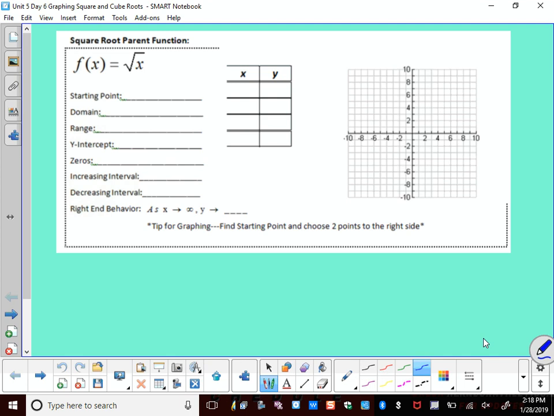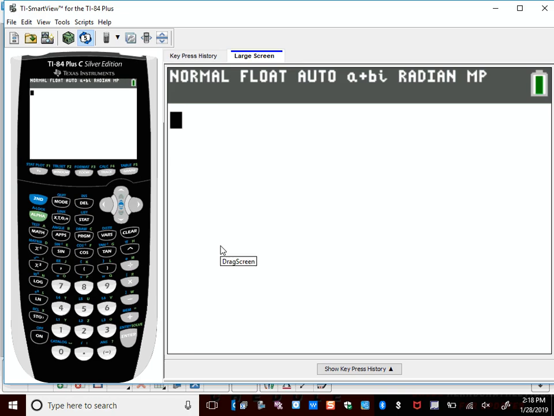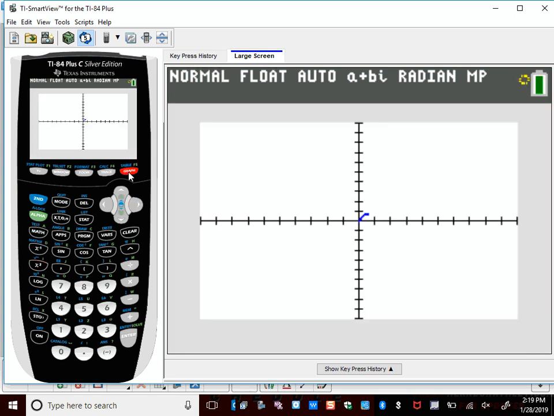All right, so day 6 is square root and cube root functions. Make sure you have your calculator. Go ahead and type in this function, the square root of x. So I'm going to go to my calculator, then I hit y equals, and I'm typing in the square root of x. Graph it and see what it should look like.